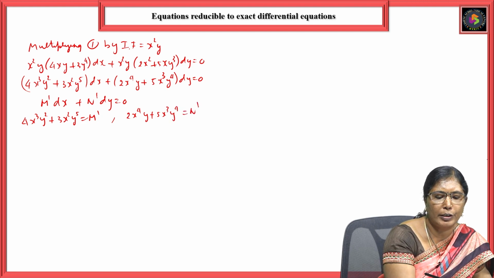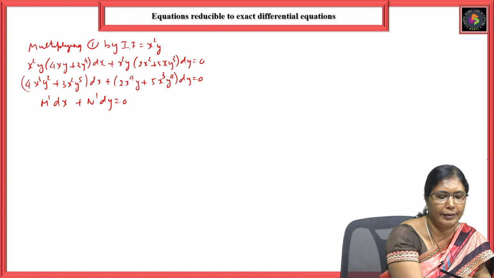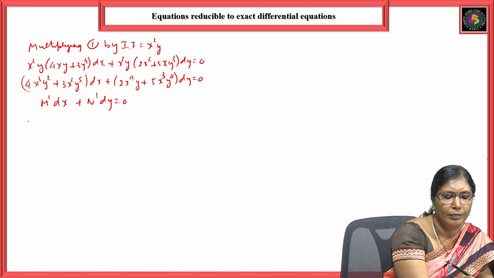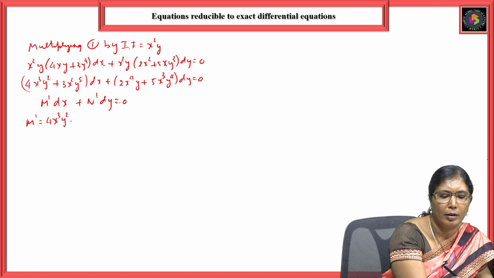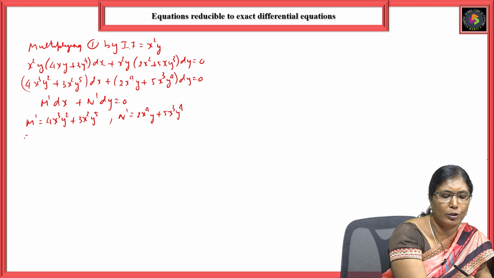So now comparing, we get m dash is equal to 4x cubed y squared plus 3x squared y to the power of 5, and n dash as 2x to the power of 4 y plus 5x cubed y to the power of 4. So differentiating m dash partially with respect to y.